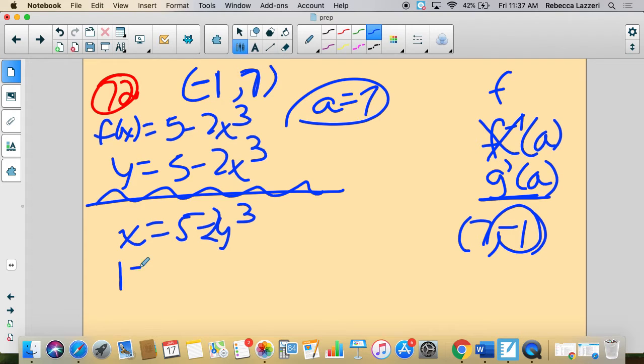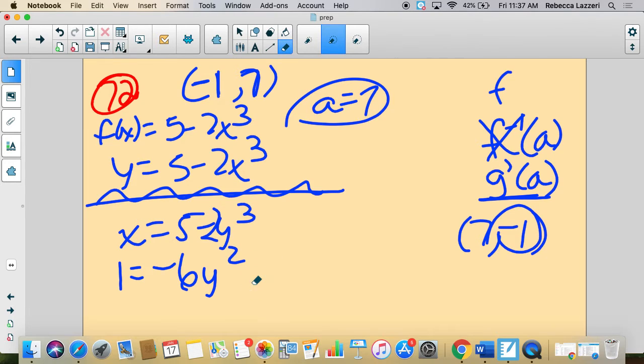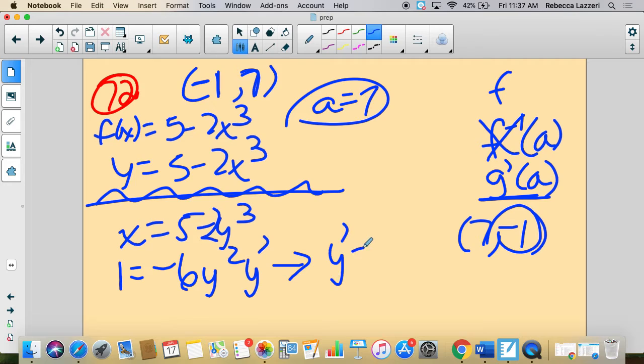All right, so 1 is equal to, the derivative of 5 is 0. This is minus 6y squared, y prime, implicit differentiation. So it gives me y prime is equal to negative 1 over 6y squared. Which y are you going to use, the 7 or the negative 1? Well, from this moment on, you're on the inverse, right? So you're going to use negative 1.